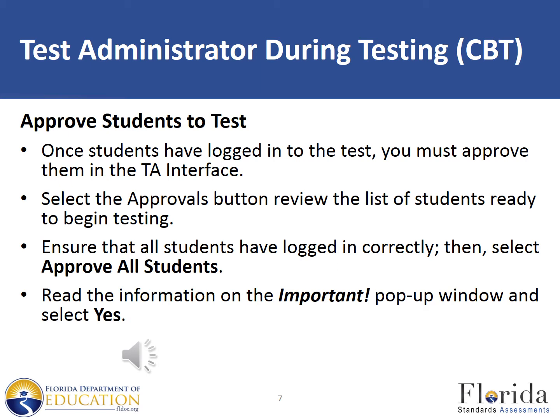You're going to select the Approvals button, review the list of students ready to begin testing. If somebody's missing, you might want to refresh your screen to make sure everybody is there. Ensure that all students have logged in correctly, and then select Approve All Students. Read the information on the Important pop-up window and then select Yes.